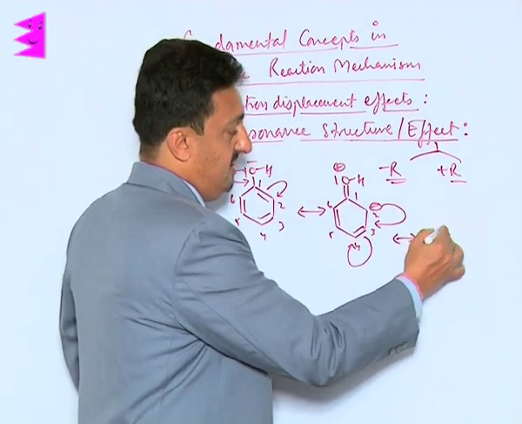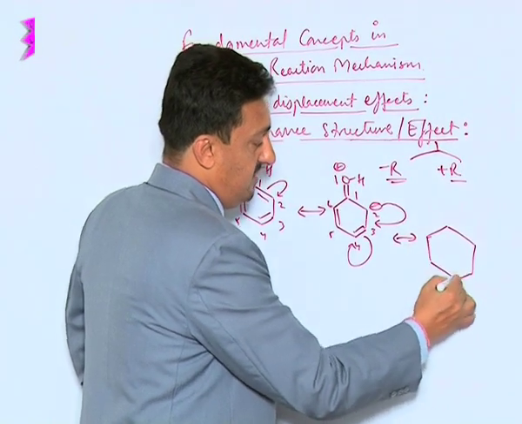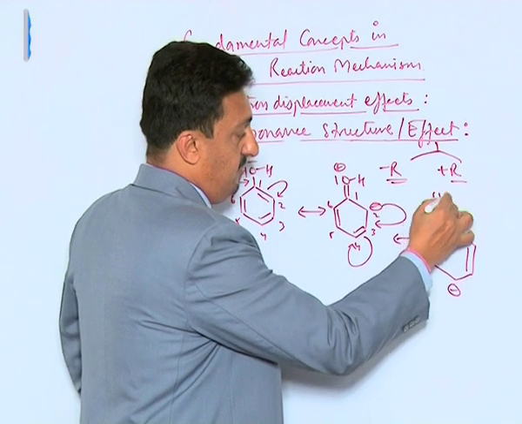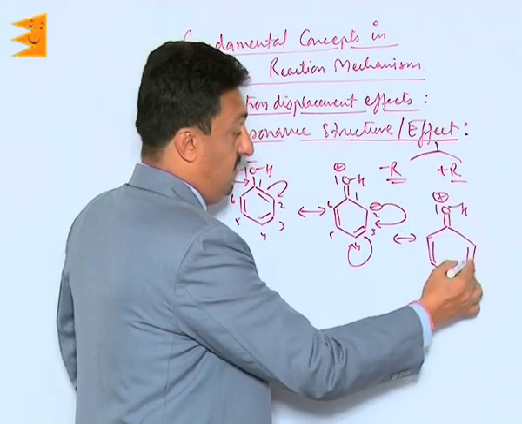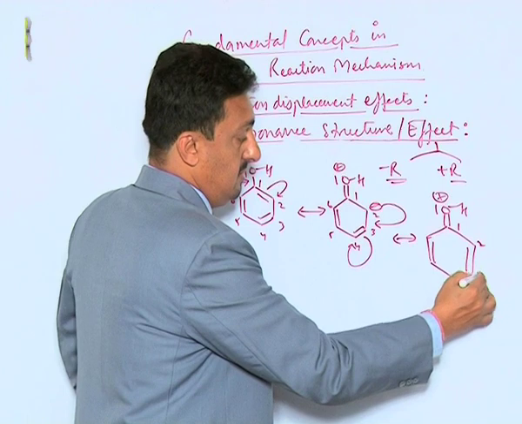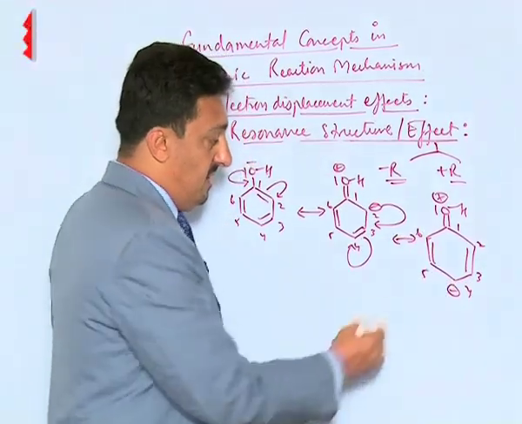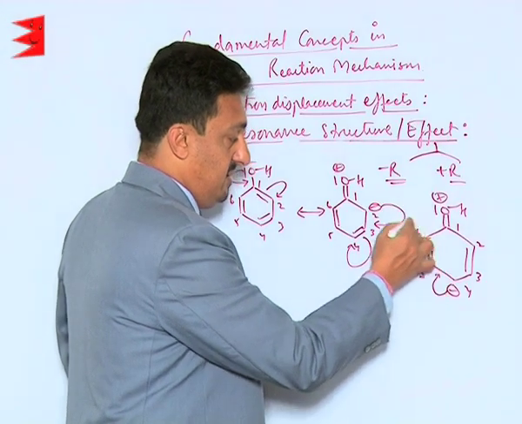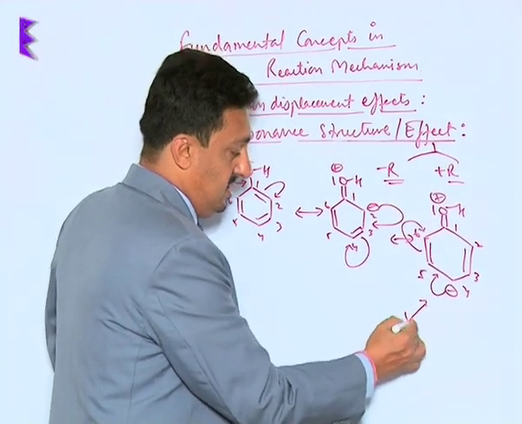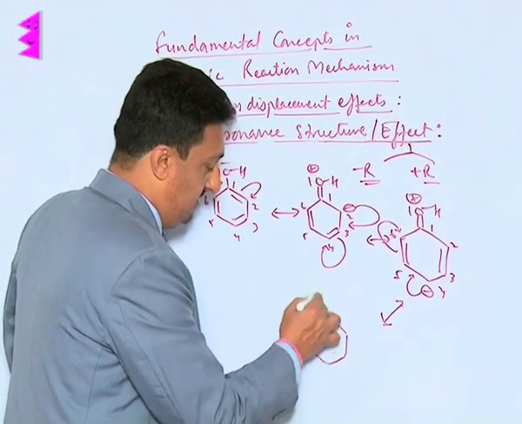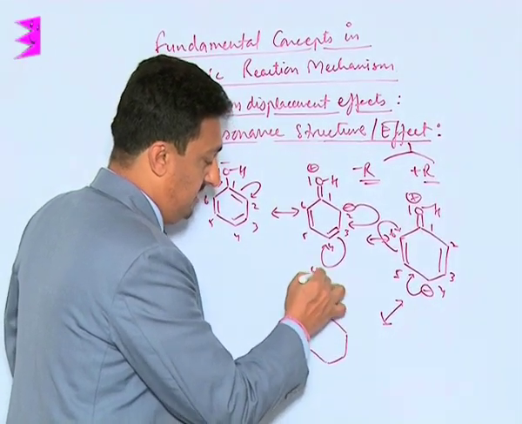So the next resonating structure which we get is almost like this, in which of course there's a positive charge on the oxygen. What we find is the negative charge shifts to the para position, the 4th carbon. Now from here it shifts towards what? Carbon number 6. So the next resonating structure which we can draw is like this. The negative charge appears at carbon number 6.